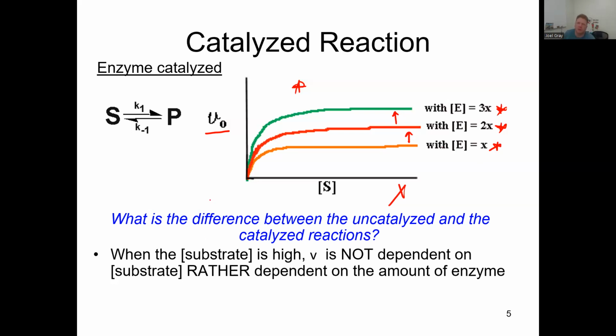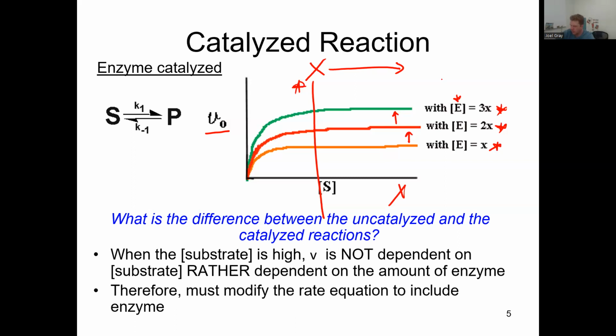And what's important to notice about that is basically from this point on, where I'm going to label a big X, moving forward, for all of these lines, no matter how you increase the substrate concentration, the velocity is not really going to change. Why is that? Because you have a limiting reactant in each one of these, and that is your enzyme's concentration. Therefore, we must modify the rate equation to include our enzyme.